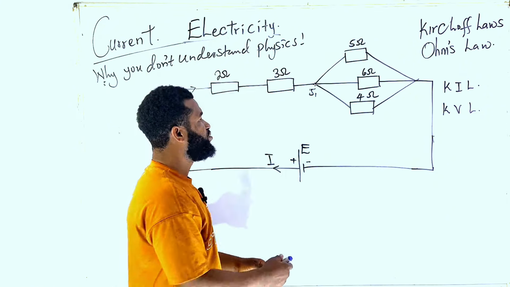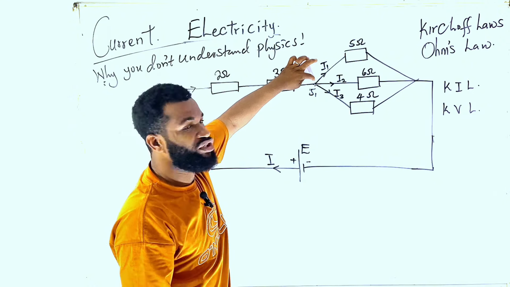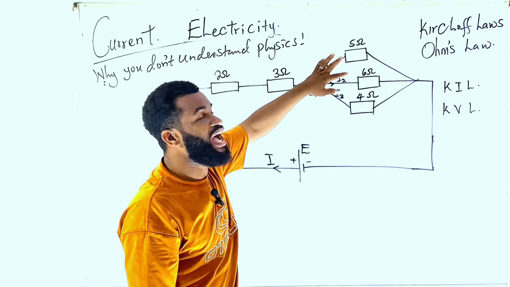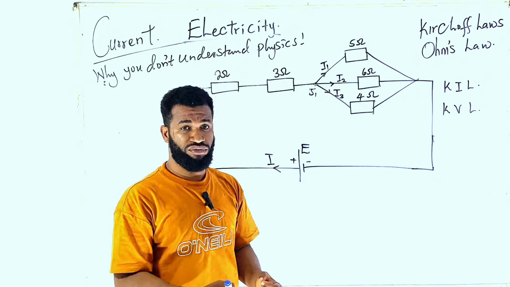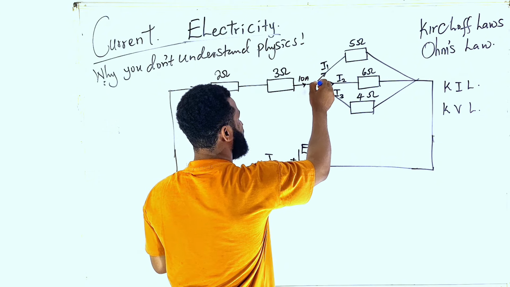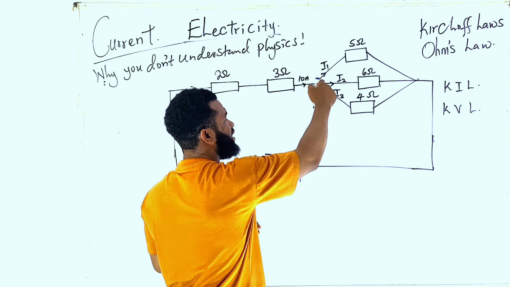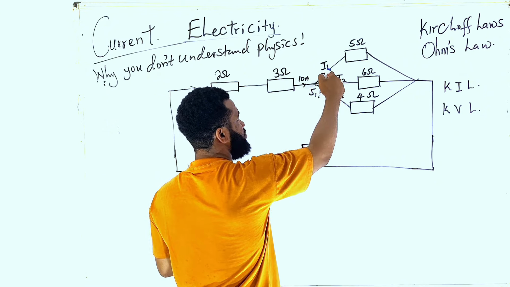That simply means that the quantity of current flowing into a junction is equal to the sum of current moving out of the junction. Sometimes we call it a node. A node is that point. So let's assume that 10 amps is entering into this one. When it enters here, this 10 will be divided into 1, 2, 3.